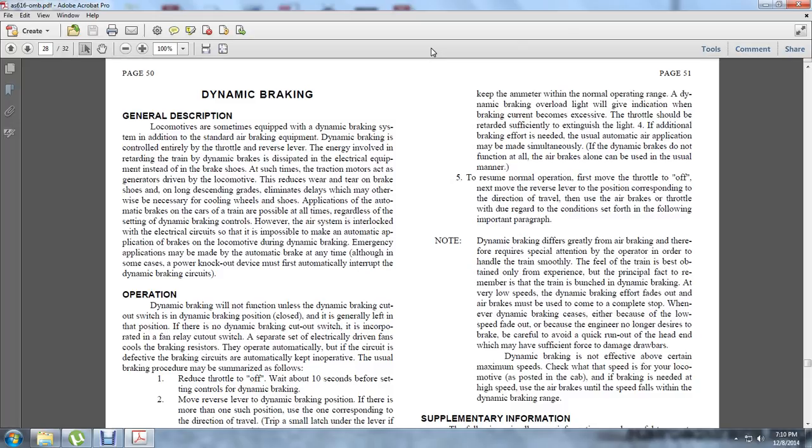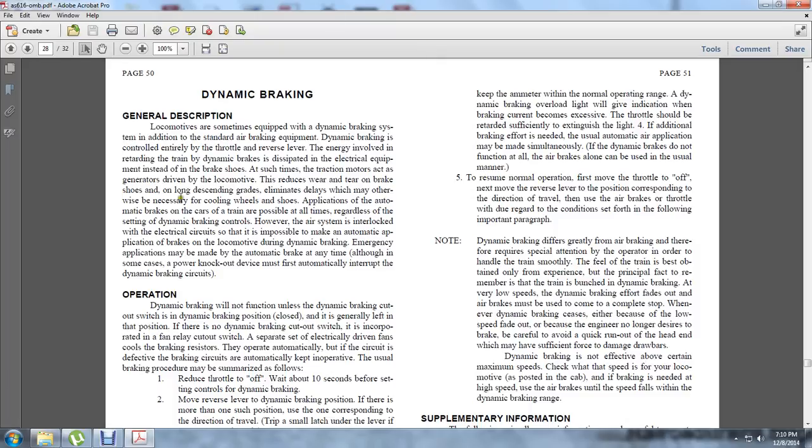On long descending grades, it eliminates the delays which are otherwise necessary for cooling the wheels and shoes. The application of the automatic brakes on the cars and train is possible at all times, regardless of the setting of the dynamic braking. However, the air brakes are interlocked with the electrical circuits, so that it is impossible to make an automatic application of the brakes of the locomotive during dynamic braking. Emergency applications must be made by the automatic brake at any time, although in some cases power knockout devices must first automatically interrupt the dynamic braking circuit.